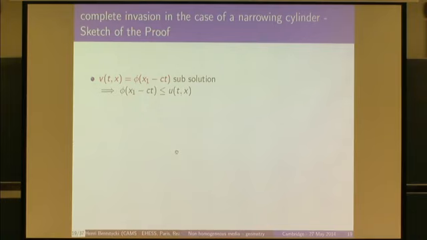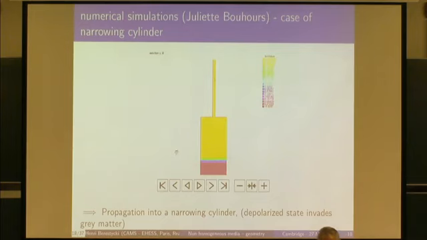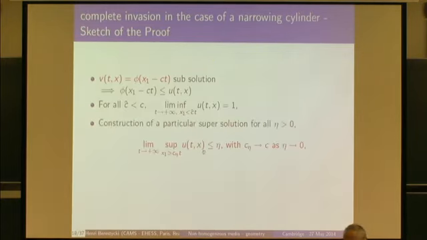And if this is a sub-solution, it lies behind, it travels with speed c. So you have below it this planar traveling wave with speed c, and it sort of forces this to go above with speed c. Of course, then you have to prove that it's not more than c later on, but that's what is happening. And okay, then you need to construct.